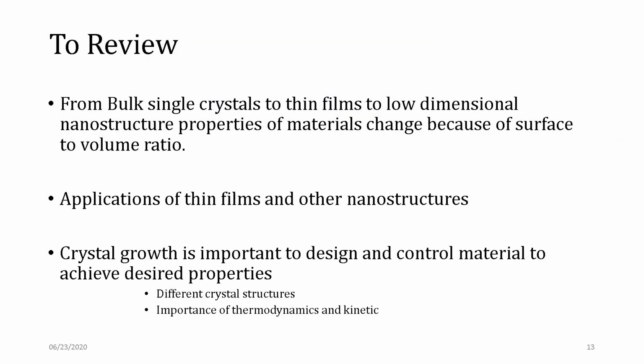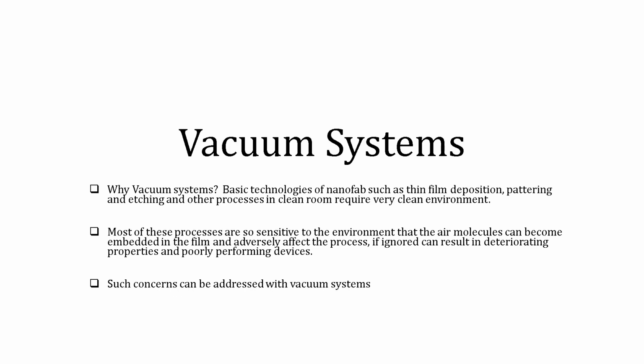So to review so far, what we have done is, from bulk single crystals to thin films and to lower dimensional nanostructures, we know the properties of the material change because of surface to volume ratio, and all of these can be used from the materials front as well as the device front to make newer devices with better performance and varied properties. For that we need an idea of crystal growth and materials, and we need to know about vacuum systems, because most fabrication facilities always use vacuum systems.